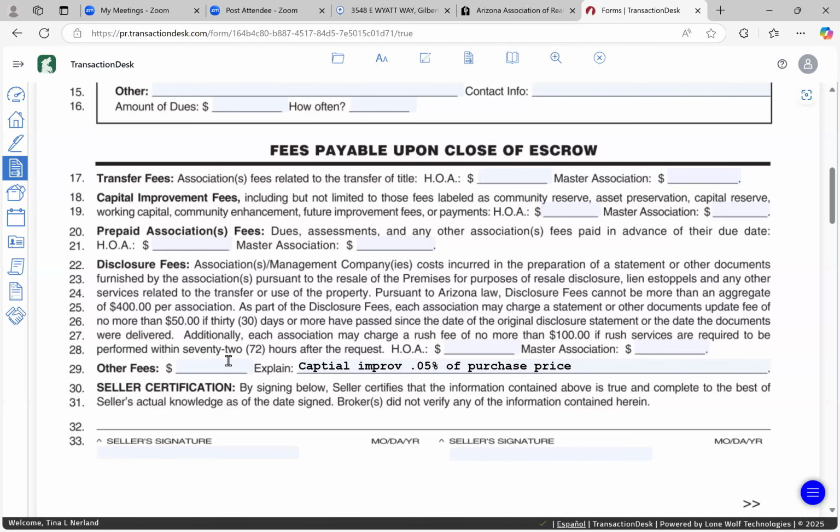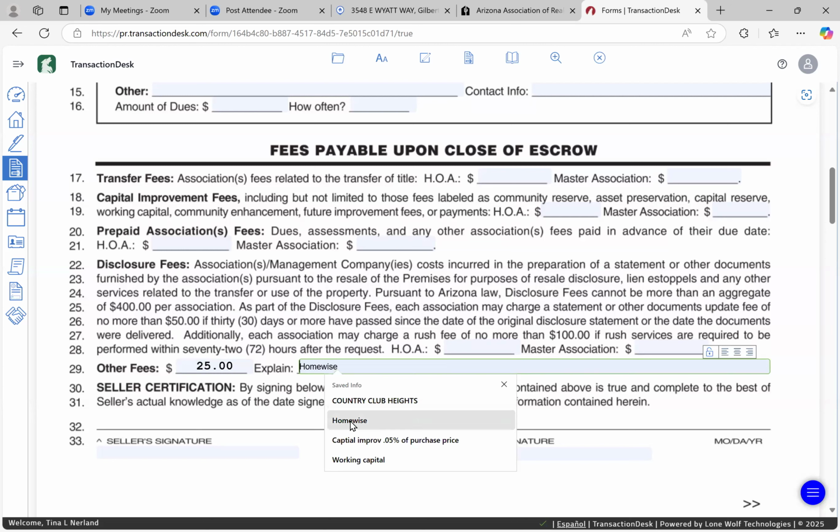Another fee that you might see here could be like a $25, well, I can't think of the name, but there's a name for it. HomeWise, there it is. So sometimes you'll see on your settlement statement or on this document a $25 HomeWise fee. That's just stating that it's another fee that is negotiable, because everything on this front page is negotiable other than the disclosure fee, and I'll explain that on page 3.